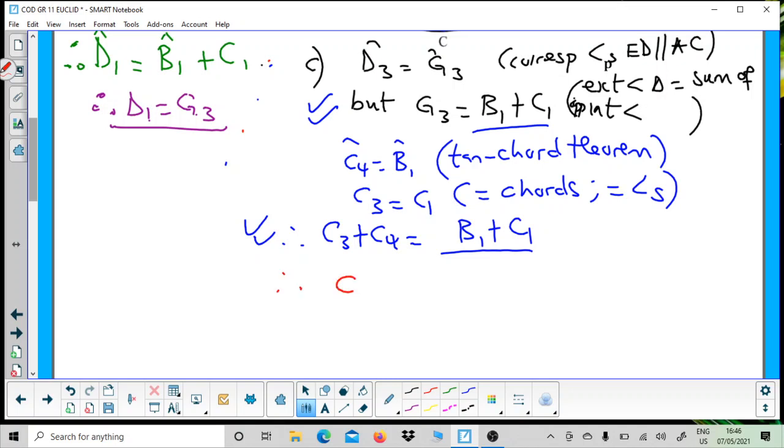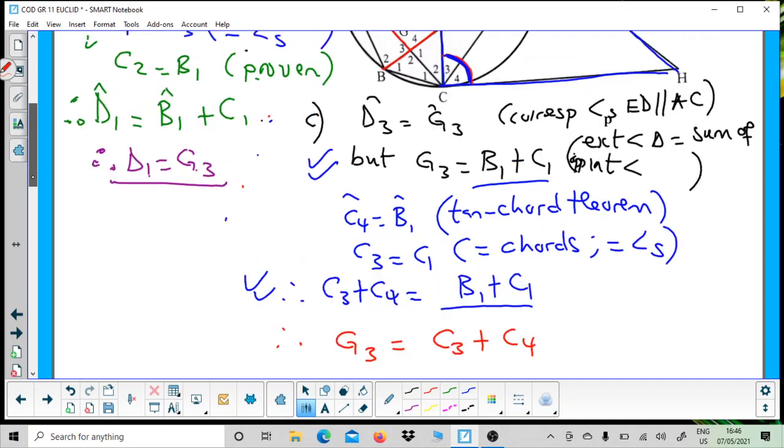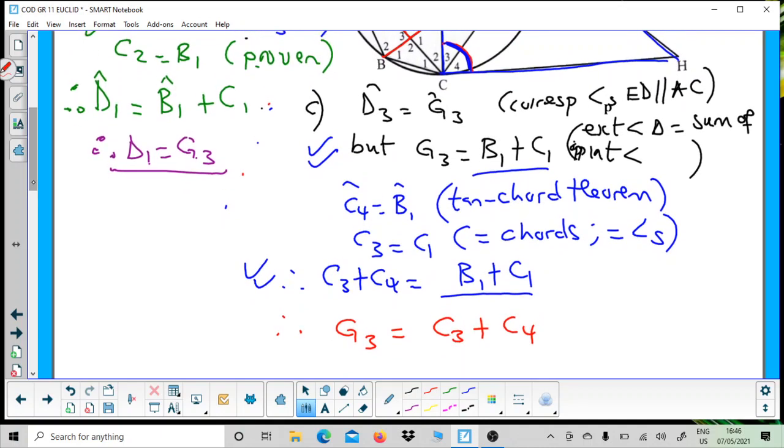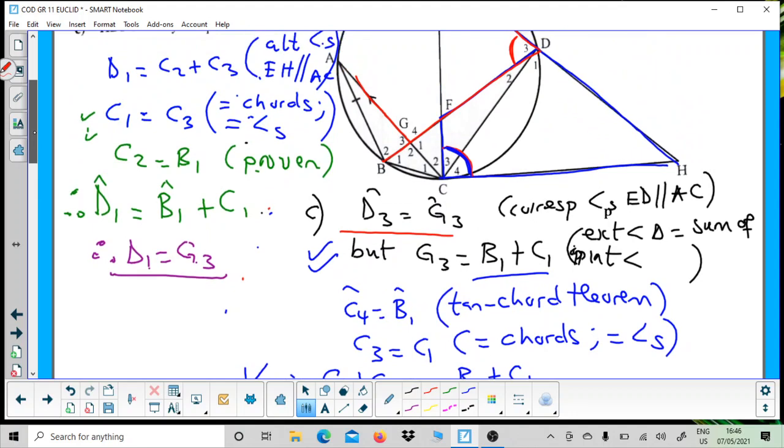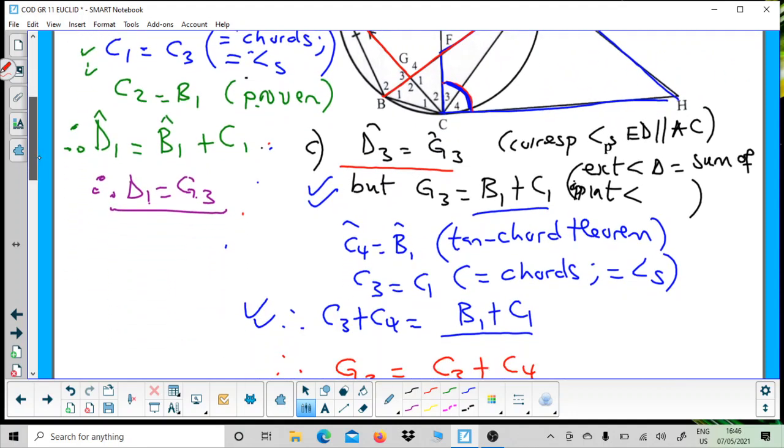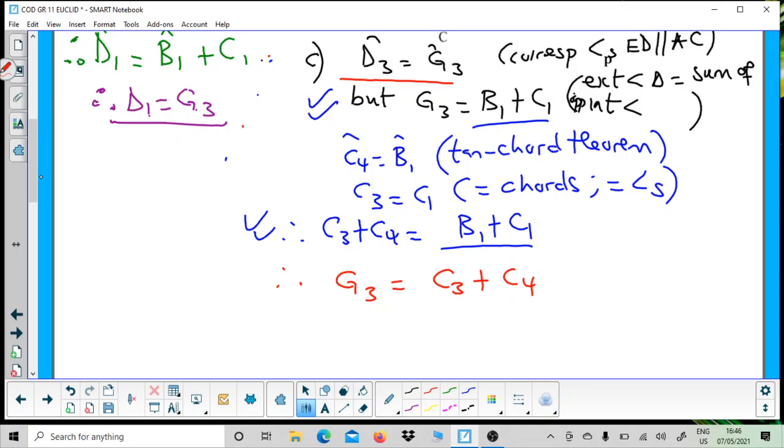And so G3 must be equal to C3 plus C4. But our journey wasn't for us to prove that G3 is equal to C3 and C4. It was to prove that D3 is equal to that. We wanted to prove that D3 is equal to all that. So can I finish and say which is equal to D2? This thing, G3, is already equal to D3. So can we conclude this one here? Are you seeing it? So it means these two here must be equal to each other.